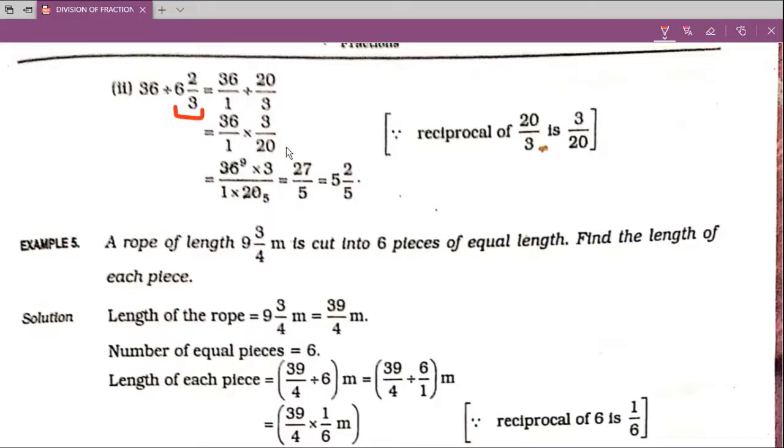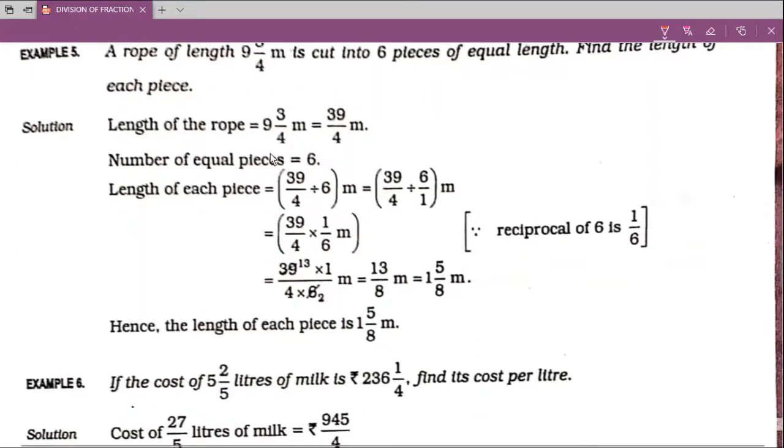36 and 20 have a common divisor, 4. So 4 nines are 36 and 4 fives are 20. So 9 into 3 is 27 and 5 into 1 is 5. So 27 by 5. This is an improper fraction and will change into a mixed fraction, 5 whole 2 by 5. This is the answer of it.